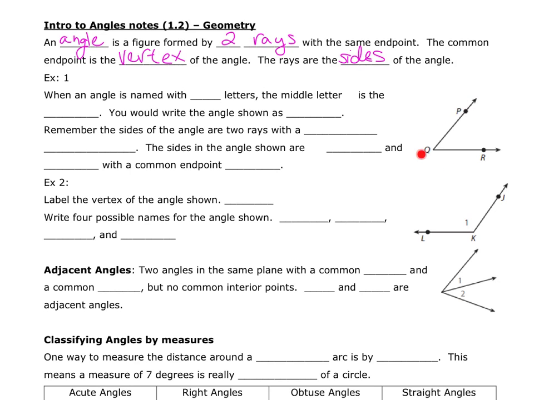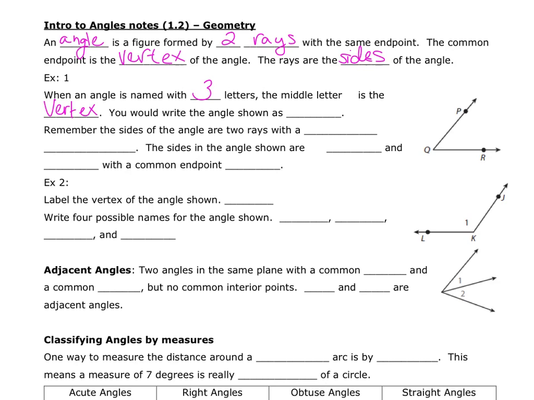So if we were looking at this angle right here, QP is a ray and QR is a ray, and the vertex, the endpoint that they share in common is the vertex Q, and these sides are the rays that make up that angle. So in example one, when an angle is named with three letters, the middle letter is going to be the vertex.